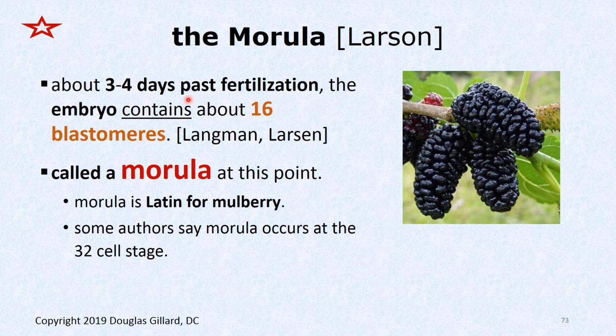Now, about day 3.5 to day 4, we have a 16 blastomere embryo. And that gets a special name when it has 16 daughter cells within it. The early embryologists thought it looked like a mulberry, so they named it the morula. Morula, which is Latin for mulberry. Now, there's a little controversy about when the morula comes to be. Some authors say 32-cell stage. Some say it's somewhere between 16 and 32. Langman, which is a board book, says 16, so let's go with 16. Moore says 16-cell as well, so we can go with that. Okay, morula is here.